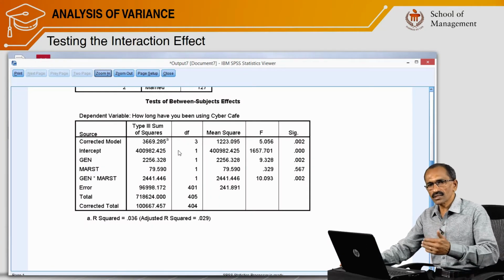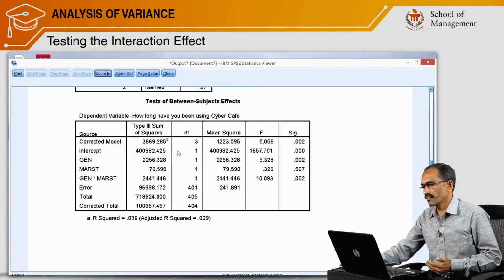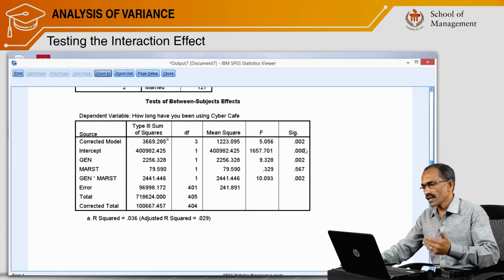Our null hypothesis is that there is no interaction effect. What is meant by that? That is, gender and marital status don't interact to create an effect on the usage of cyber cafe or the duration of visiting a cyber cafe. The significance value associated with the corrected model, that explains the total interaction, is 0.002, which is less than the threshold value of 0.05. So we can empirically reject the null hypothesis.